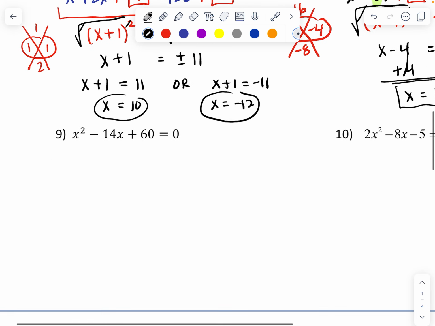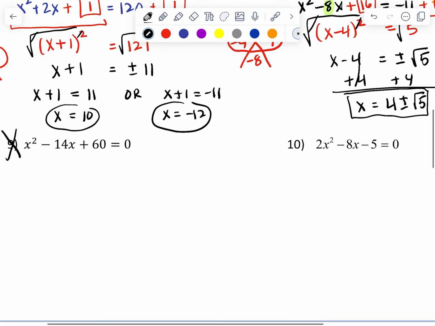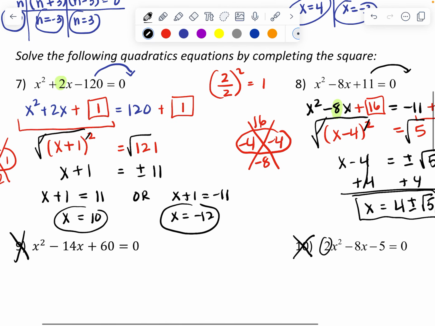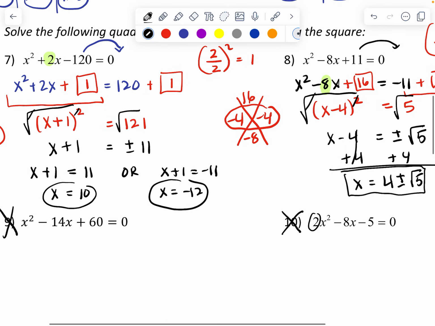All right, you guys, for number 9. Now, this one actually comes out imaginary, so I don't want you to worry about that. We didn't do imaginary numbers yet, so go ahead and cross off number 9. And number 10, you guys, is not a good candidate for completing the square because I have a 2 in front of the x squared. This is something that I would ask maybe on a quadratic formula question, so don't worry about that. Hey, if you're set with number 7 or 8, you can do number 3 on your quiz tomorrow.